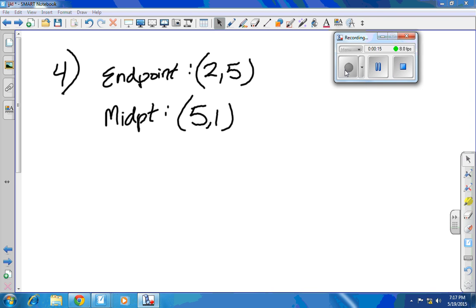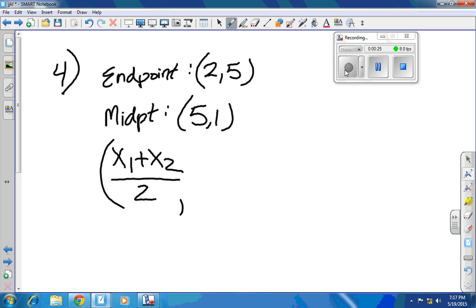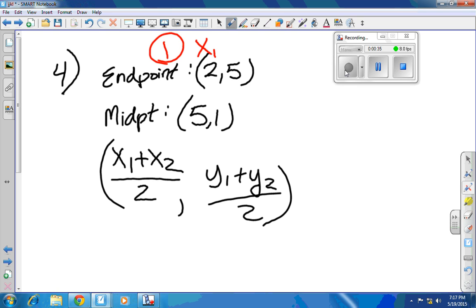Number 4, in this problem we're given the endpoint (2, 5) and the midpoint (5, 1). So we're going to take our formula, (x1 plus x2) divided by 2, (y1 plus y2) divided by 2, and we're going to plug in any information we know. So first of all, we know one of the endpoints. So this is point 1. So we have x1 and we have y1. And we're just going to plug in this information.